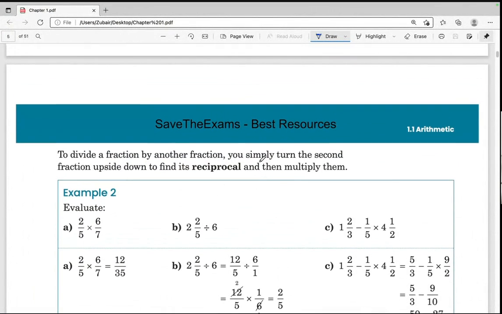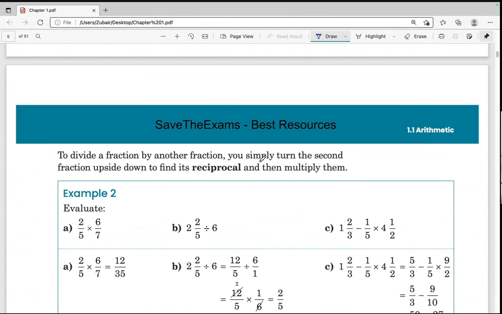Multiplication part is very easy. Do you remember that we can take the reciprocal of the division section and change a mixed number into a fraction? 5 twos are 10, 10 plus 2 is 12. So we can write this as 12 by 5 divided by 6, and then 12 by 5 into 1 by 6. Mixed to fraction, and division to multiplication by the reciprocal. Is this clear? Yes, sir.